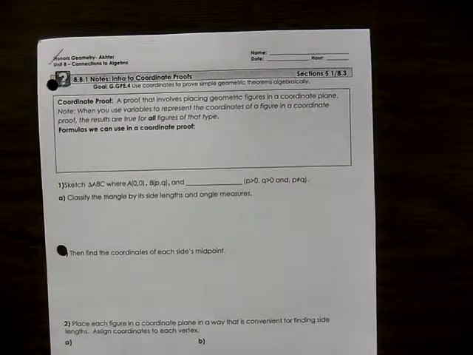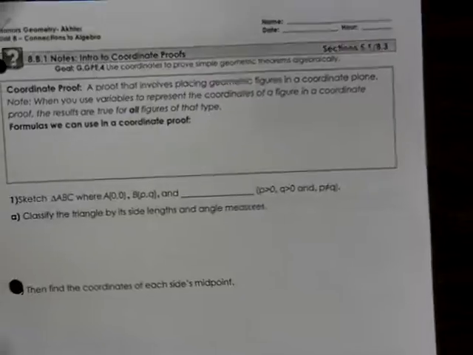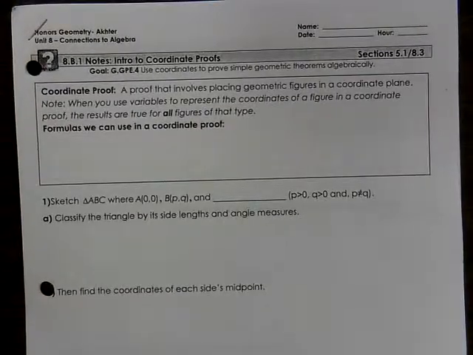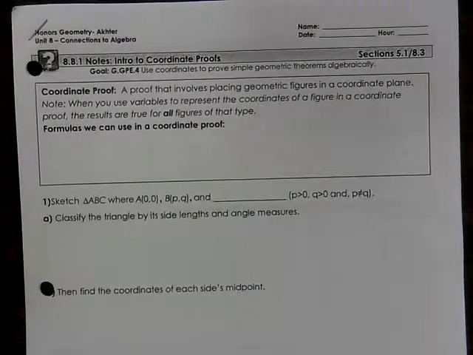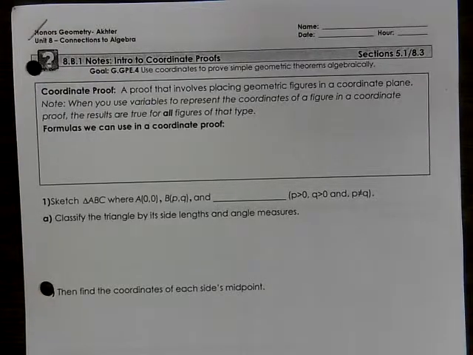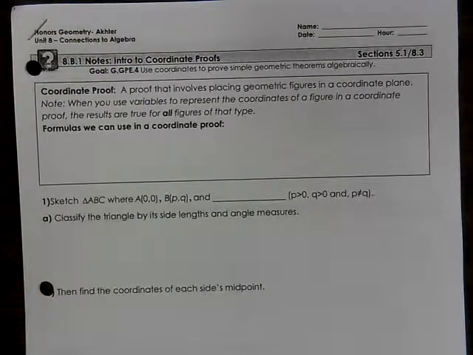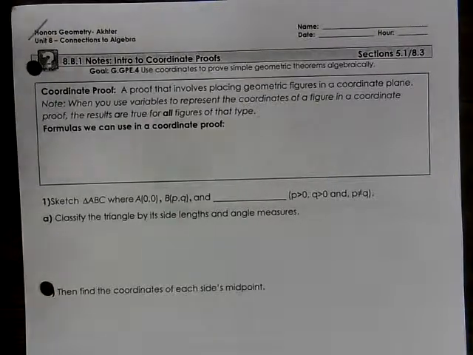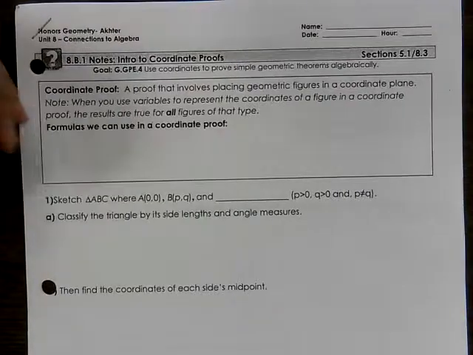So today's lesson is on 8.B.1, which is Introduction to Coordinate Proofs. Now we've actually been working kind of on coordinate proofs before today when we were working on 8A, but that was not where we used numbers on everything. We did not try anywhere it was more applicable for every single type of parallelogram or every single type of triangle.